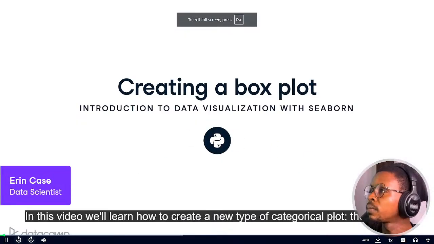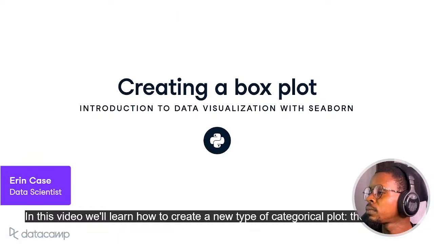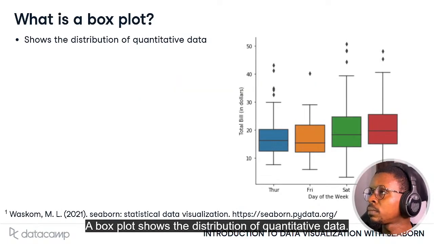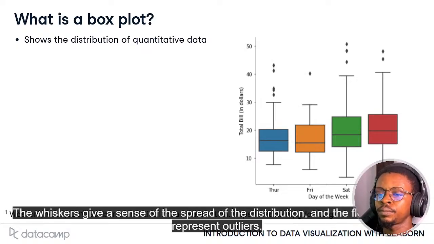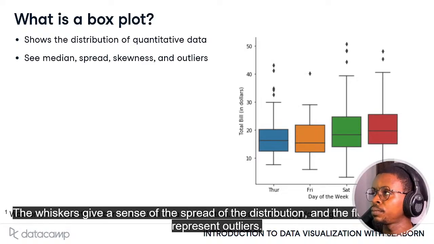Hello! In this video, we'll learn how to create a new type of categorical plot, the box plot. A box plot shows the distribution of quantitative data. The colored box represents the 25th to 75th percentile, and the line in the middle of the box represents the median. The whiskers give a sense of the spread of the distribution, and the floating points represent outliers.